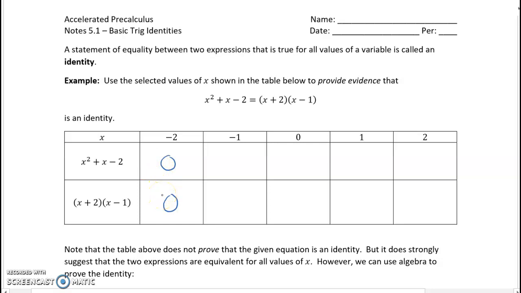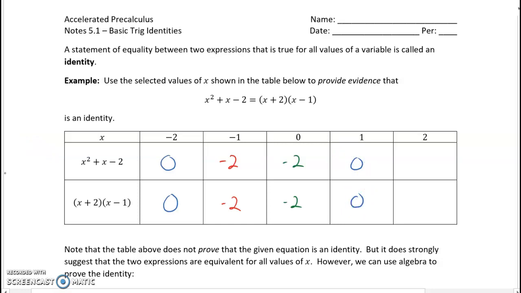Okay? If we try the same thing with negative 1 for our x value, we get 1 minus 1 minus 2, which is negative 2. Down here we get 1 times negative 2. And lo and behold, we get the same output whether we plug that negative 1 into the first expression or the second expression. So this pattern will continue. We try x equals 0. We're going to get negative 2 for the top, and we're going to get negative 2 for the bottom. We plug in 1 on the top, and we get 0. And we plug in 1 in the bottom, and we get 0.